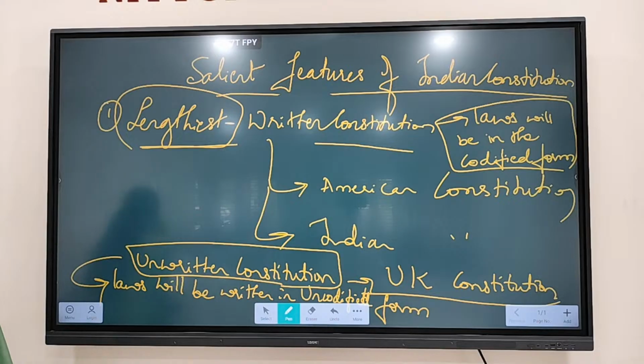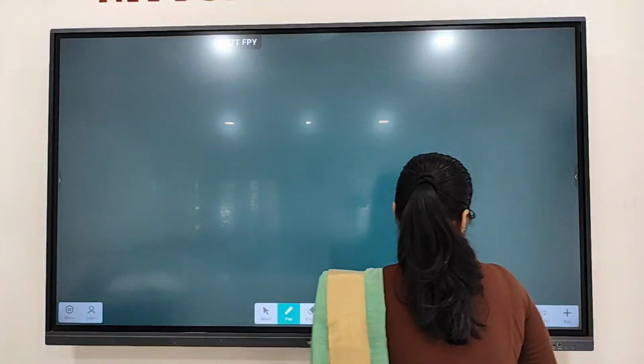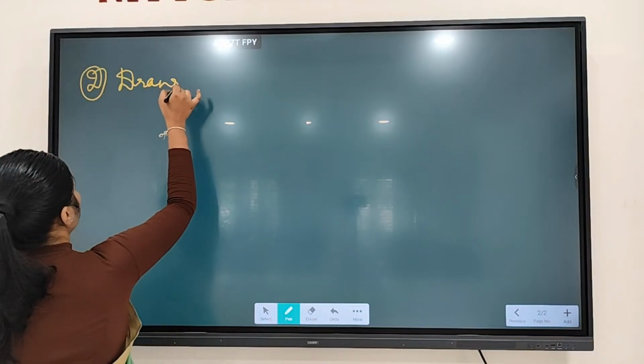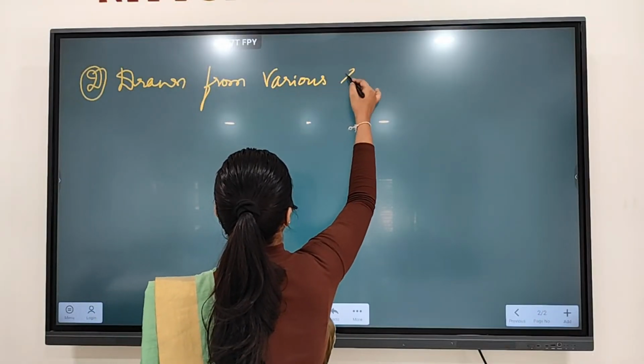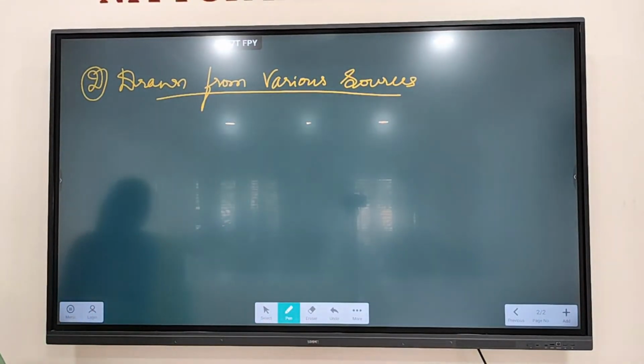Understood? Next, second point. Drawn from various sources. Yesterday we have studied this one. Our Indian Constitution has been borrowed from various constitution books. The constitutional makers did not write anything on their own, but they have just borrowed the sources from other constitutions.